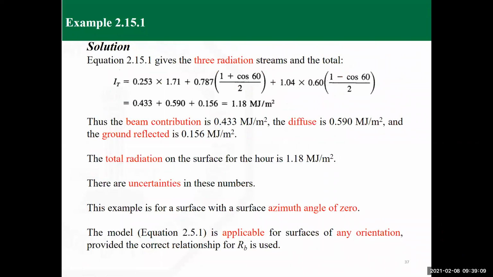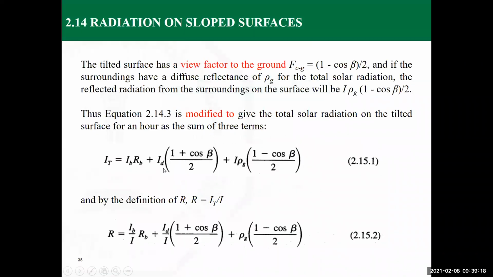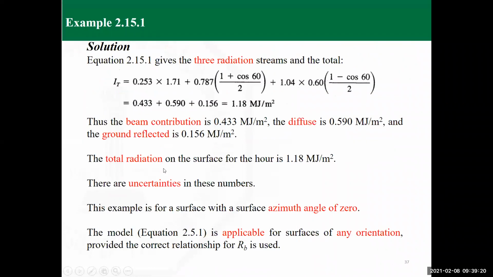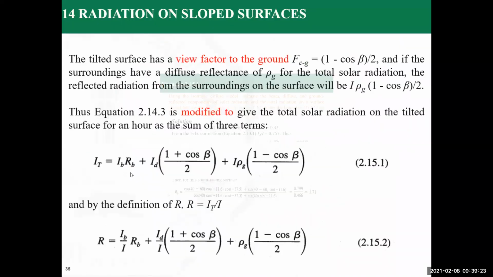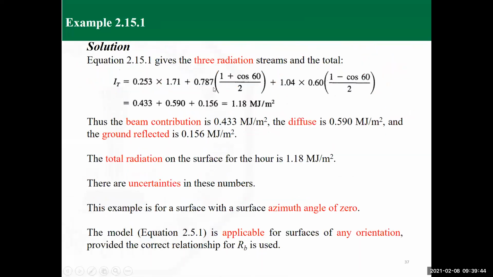So RB has been calculated here, and then the value of IT, using the correlation with the three components given by that expression here. What we are calculating, IT, is basically IB times RB. We have calculated RB already. IB is given to us, we calculated it in the previous step. Then ID, and then cosine beta, where beta is equal to 60 degrees, and rho g, the reflectivity, is 0.6. Substituting directly into this equation, here are the components, and it can be calculated as 1.18.